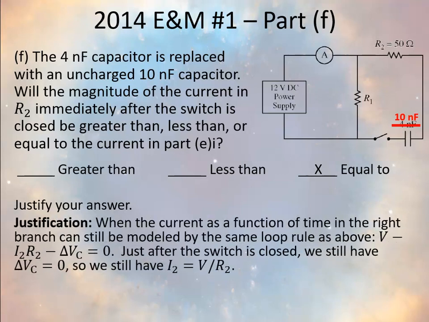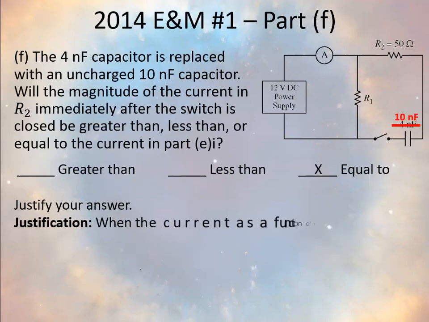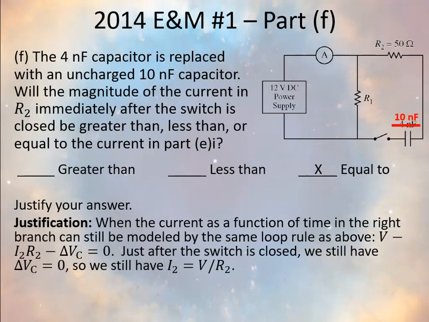The way the points were distributed, part 2 of part E, kind of going back here, they gave 1 point for selecting less than and 1 point for a correct justification. The example they gave was after a long time the capacitor is completely charged and there is no current in the capacitor branch because the voltage across the capacitor is equal to the battery voltage, so there's no current through or voltage drop across R2. And they also noted that if the wrong choice was selected, no credit was given for that part at all. Very brutal there.